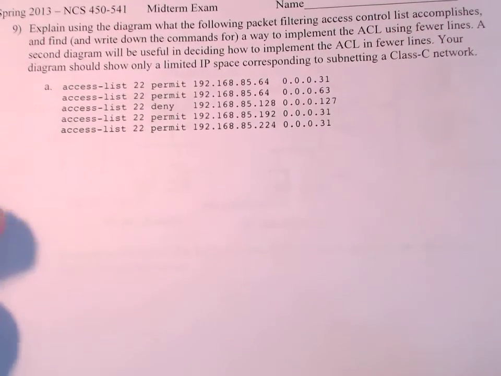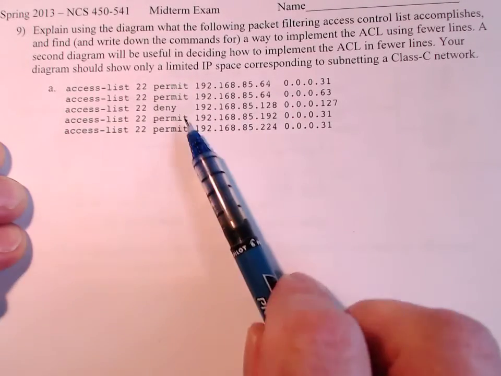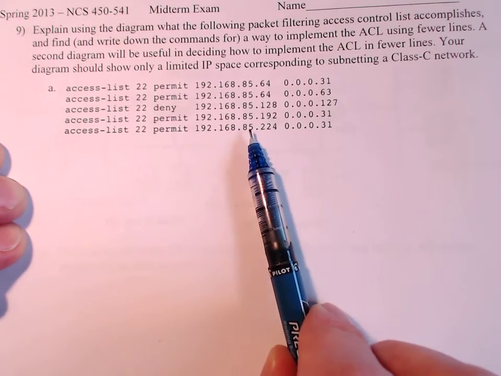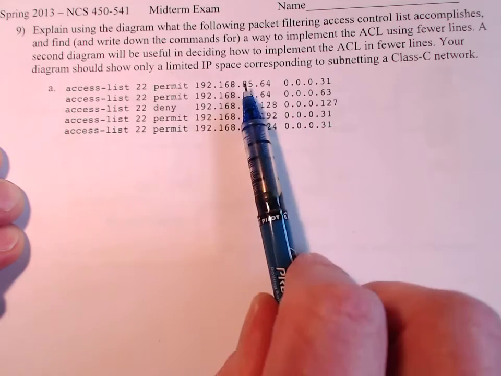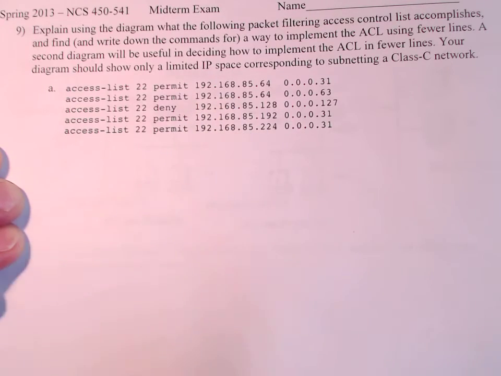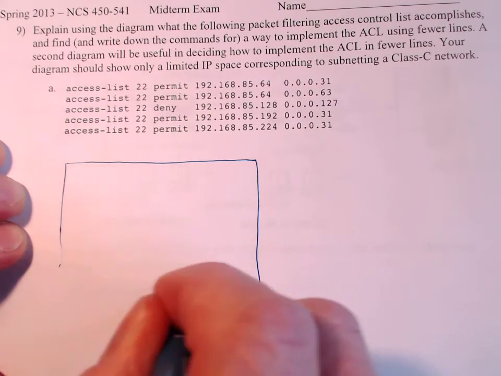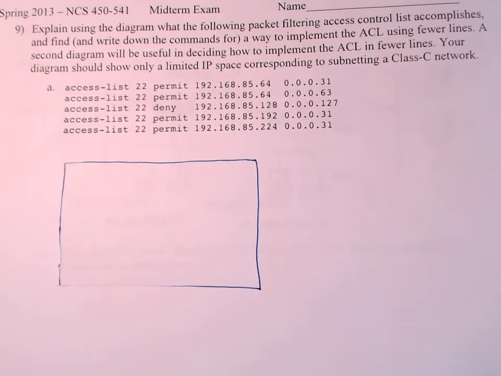And what I'm going to do is note that all the action is happening within a Class C network. These are all, the first 3 bytes are the same. And so what I'm going to do is write down a little picture representing the IP address space of a Class C network.